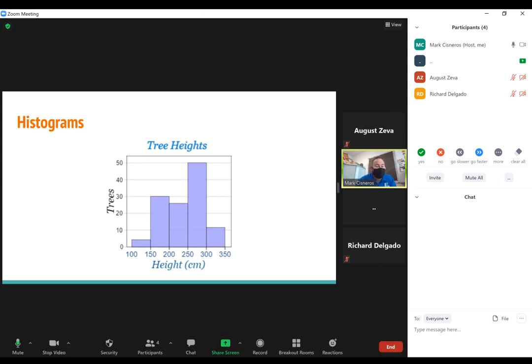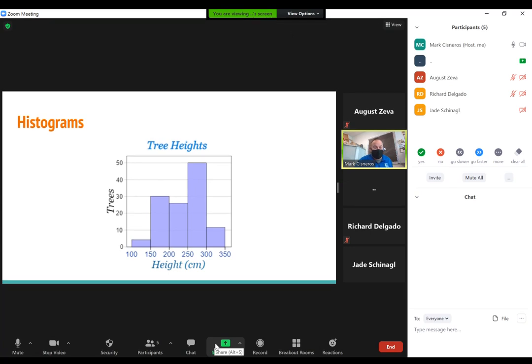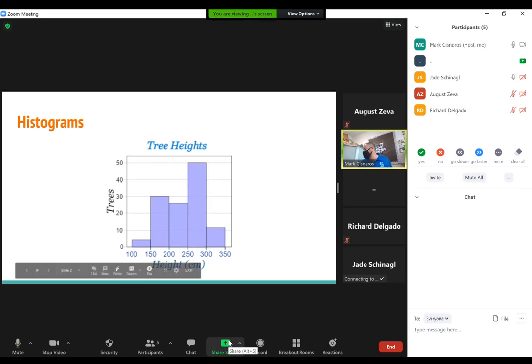There are a couple of things I want to point out here on the histogram before I show you the definitions. But what was I going to say? Oh, I can't annotate on this screen. I forgot.